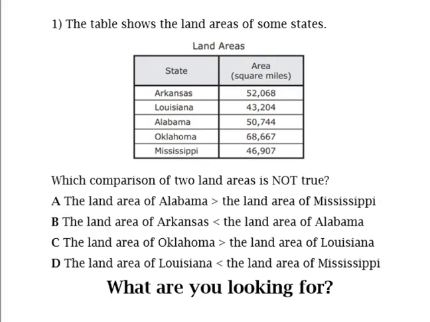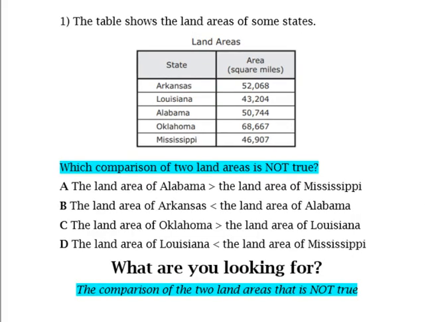What are we looking for? We are looking for the comparison of the two land areas that is not true. Remember, not true means it's wrong or it's incorrect.